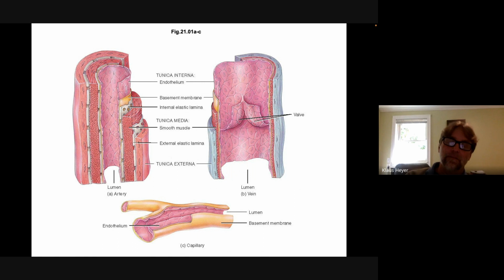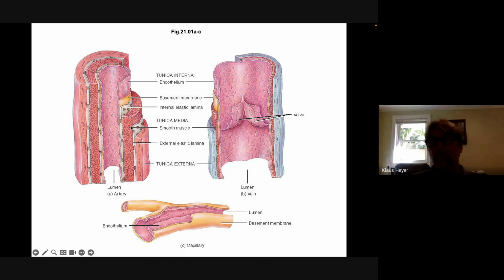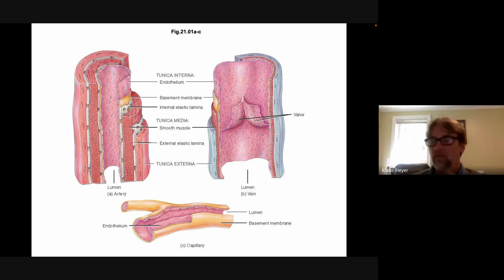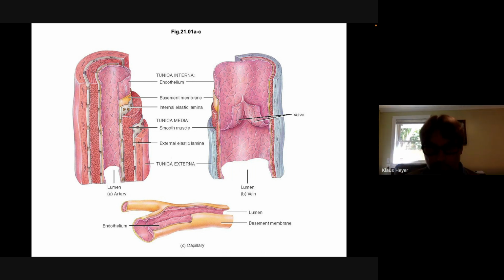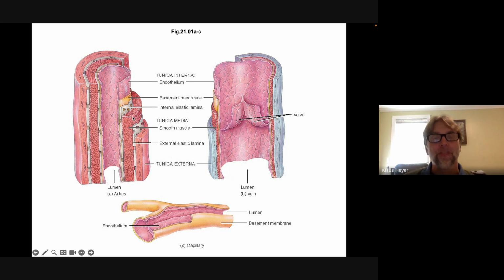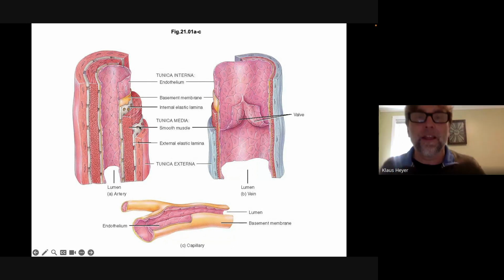Tunica media. Let's look at that. There's 2 layers to this. This muscle going around these blood vessels, right? Because these arteries can constrict and they can dilate. So blood vessels go through vasoconstriction and vasodilation. Here, there's a thick layer of muscle and a thin layer of elastic. So here's another layer of elastic. It's not always like that.